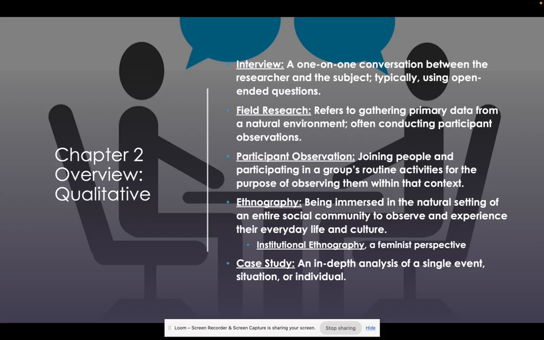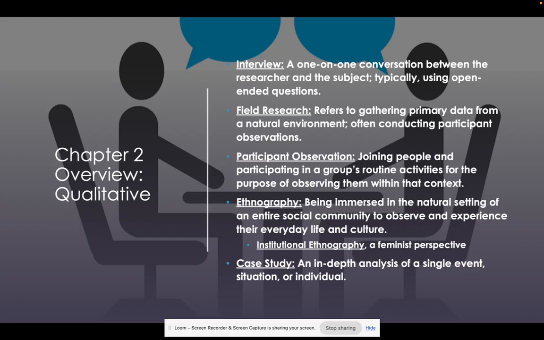Field research refers to gathering primary data from a natural environment, often conducting participant observations. Going out into the field and collecting data. You'll often hear social sciences talk about that. Participant observation is where you join people and you participate in the group's routine activities for the purpose of observing them within that context. I did participant observation for my dissertation study, and you'll often see, especially in the field of anthropology and some other social science fields, that this is very common. You want to be a participant in order to fully understand the people you're observing and what they're doing.